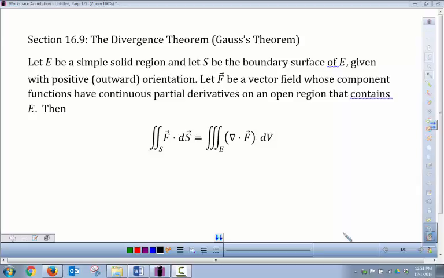E is a simple solid region. So it's a 3-dimensional region. That's your base, that's your geometry that you're integrating over for a triple integral. You have a solid region, and S is a boundary of the surface, or it's a boundary surface of E. Now, what kinds of things can you tell me about S? Not necessarily. It encloses E, right? So imagine a box or a sphere.